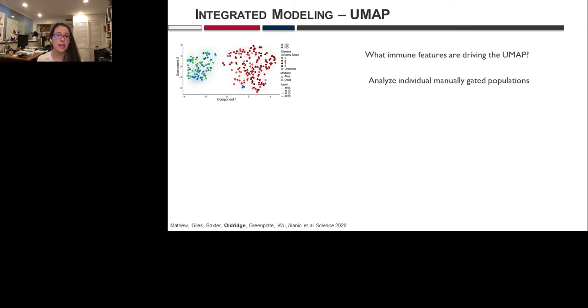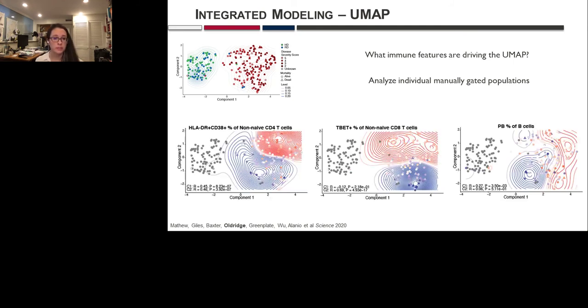So now we can take this total global immunologic map and project back onto it individual immune features. So on the left-hand side are the HLA-DR CD38 CD4 T cells. So these are the activated CD4 T cells. And then we can ask, are these frequencies statistically correlated with component 1 or component 2? And in this case, these features are actually correlated with both, which is why you see this diagonal pattern between the red and the blue.